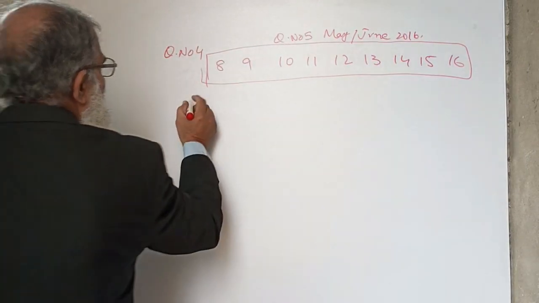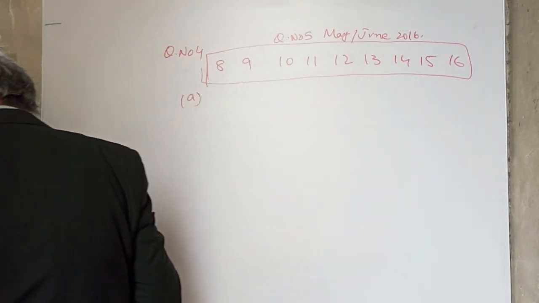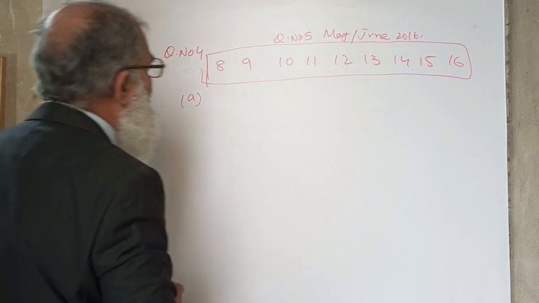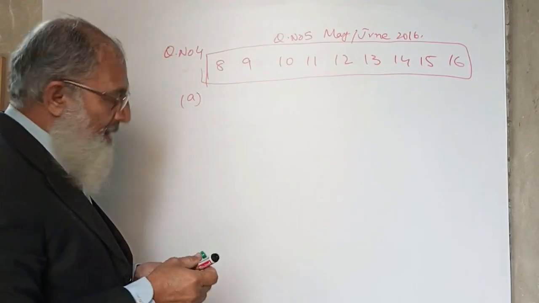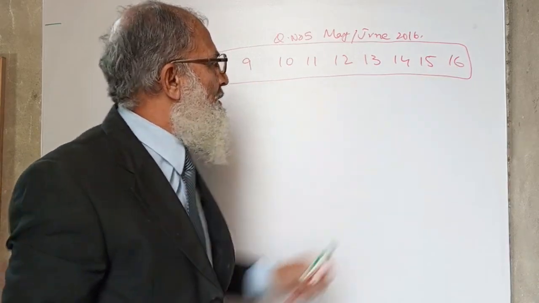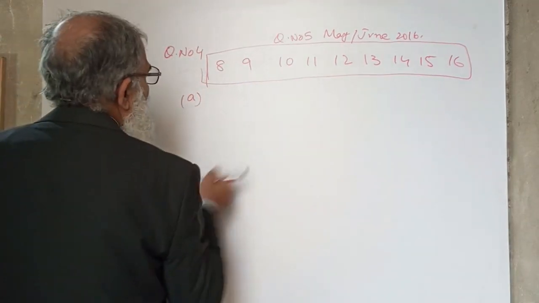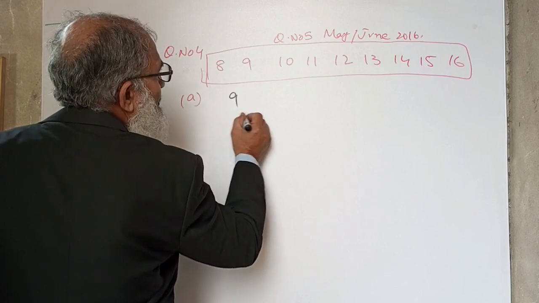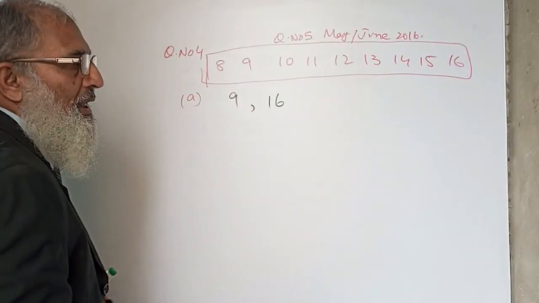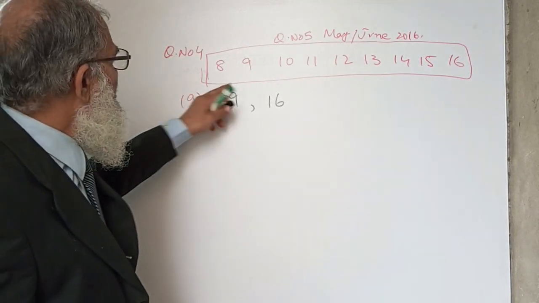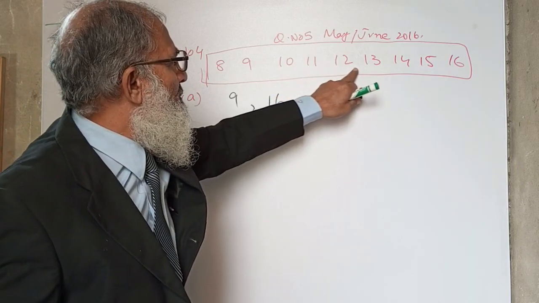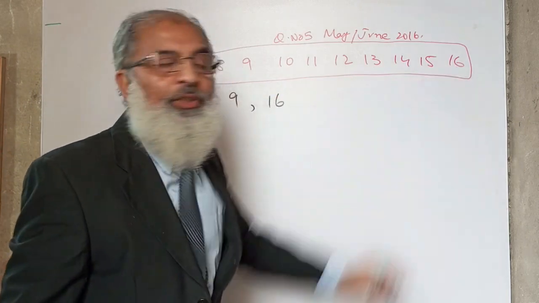Now part A for this list: write down the square numbers. Now we have to write the square numbers. Now this is the square number and this is the square number. 9 is the square number and 16 is the square number. The rest are not square numbers, because 3 times 3 is 9 and 4 times 4 is 16.